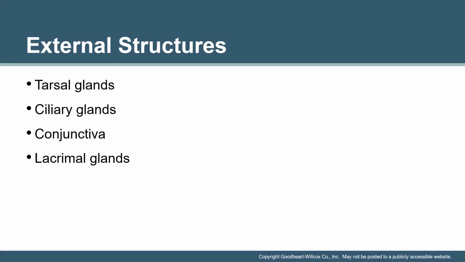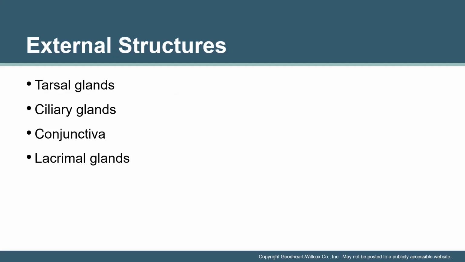The conjunctiva is the external membrane that will cover the entire portion of the exposed eyeball. Also, it lines the eyelid and secretes mucus.